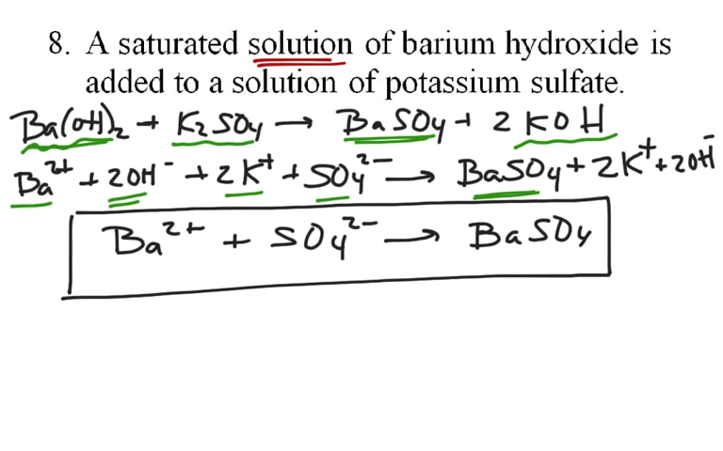And potassium compounds are soluble, so the 2 potassiums and 2 hydroxides. Again, we go through and say, here's potassium, here's hydroxide, here's potassium, here's hydroxide. Those are spectators. So our final answer is barium plus sulfate turns into barium sulfate. The charges balance, the atoms balance, we're getting full credit.